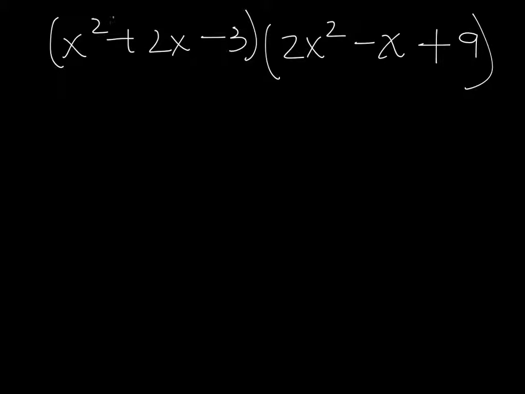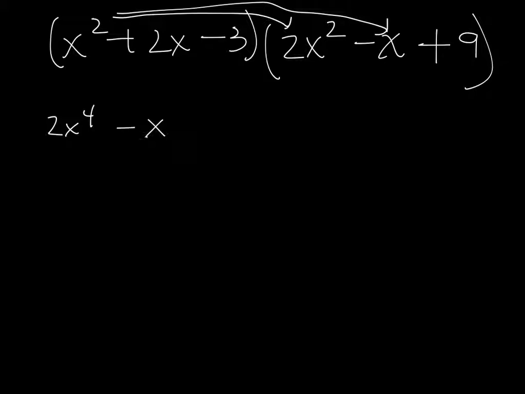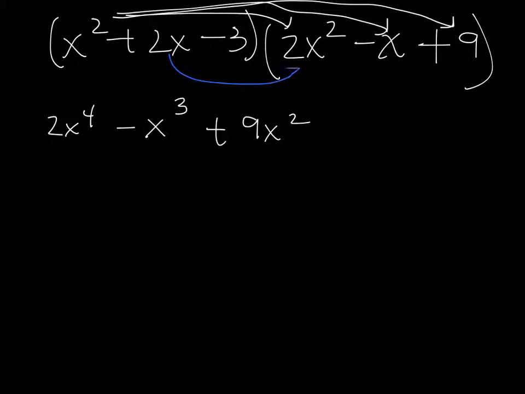So if I take x squared times 2x squared, that's 2x to the fourth. If I take x squared times negative x, that gives me negative x cubed. If I take x squared times 9, that gives me 9x squared. Okay, that first one's done. Okay, now we're ready for 2x times 2x squared. That gives me 4x cubed. And I'm going to put it right here underneath the other x cubed term.